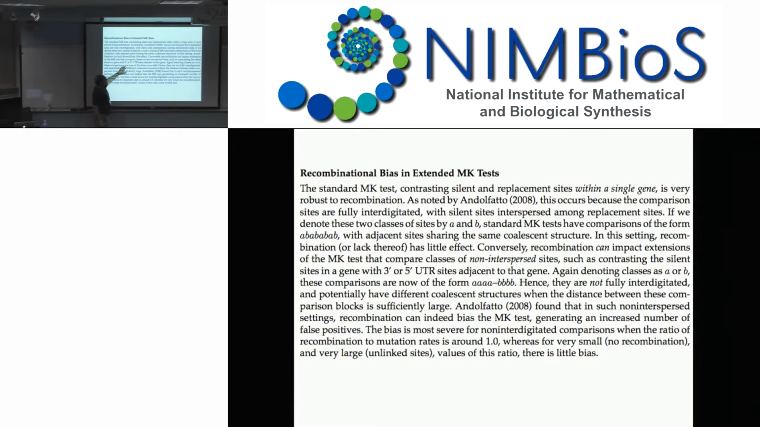If I'm, for example, contrasting 5' UTR regions with silent sites in a gene, now in my comparison, here are the silent sites in the gene, here's the 5'. Those could have different coalescent structures because they're not fully interdigitated, and that can potentially compromise the test as well. So just something to be aware of.